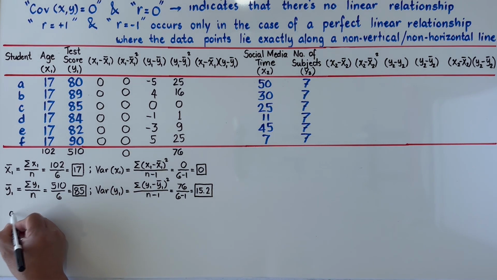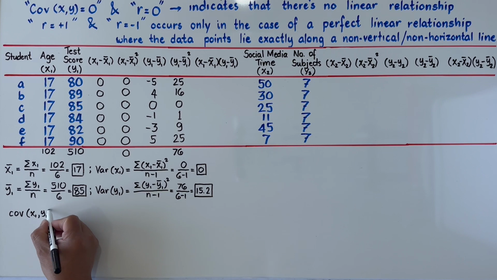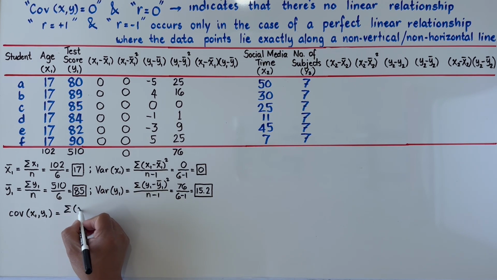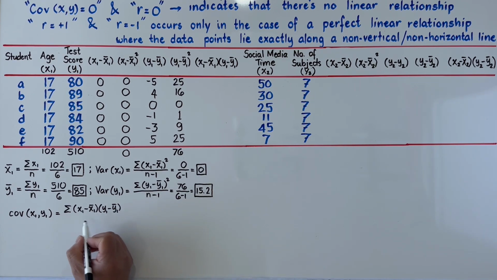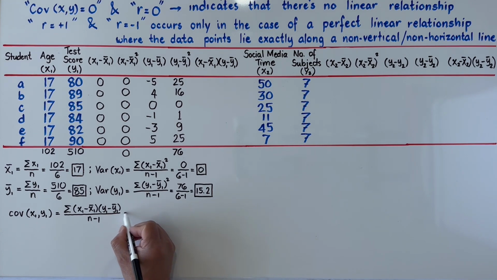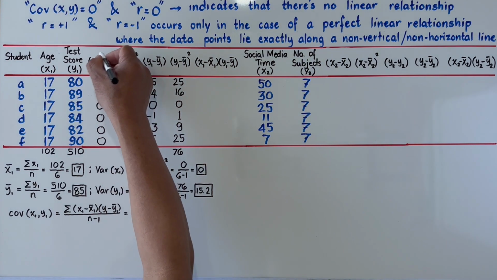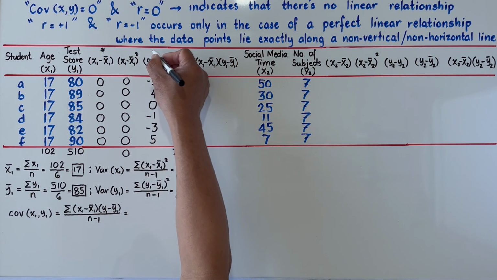Then, computing the covariance between x sub 1 and y sub 1, we have the summation of the product of the x sub 1 value's deviation from its mean, times the y sub 1 value's deviation from its mean also, divided by n minus 1. So, to get this, we need to multiply this column by this column here.